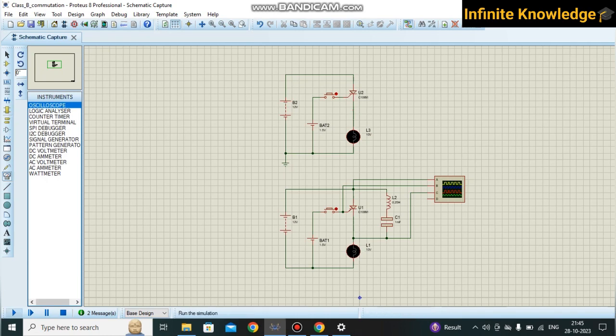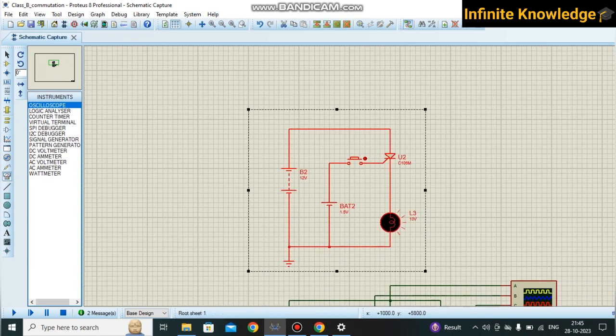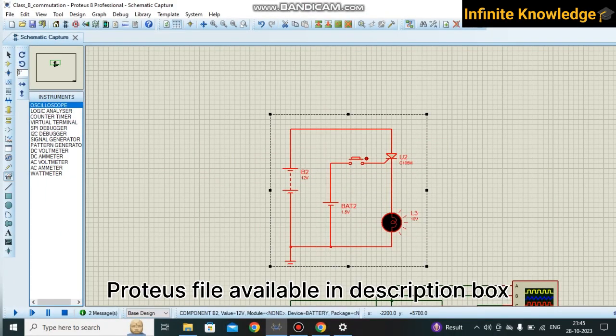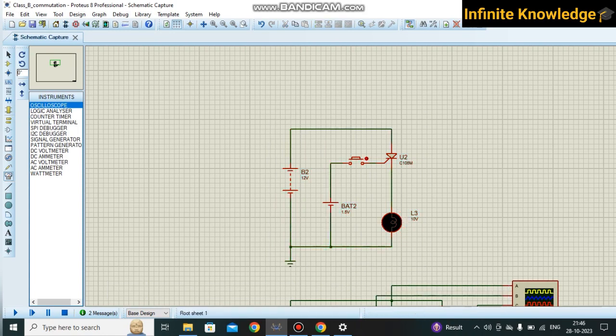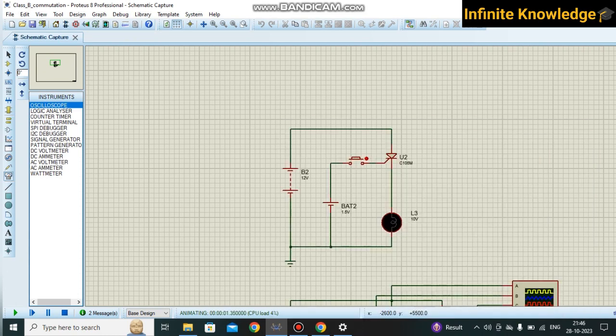I am first explaining the basic circuit and basic principle of the SCR, or you can say thyristor, and then we will see how class B commutation works. This is a basic circuit in which one is a battery, one is our SCR, and one is our load, and the load is our lamp. Once I start this simulation, the load stays off.